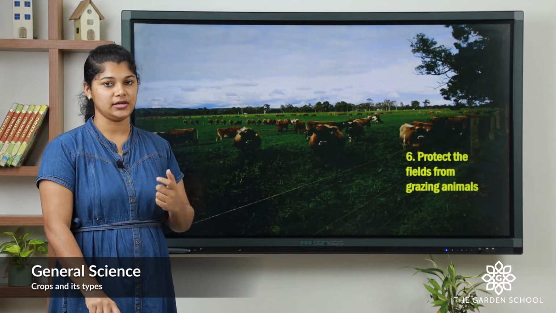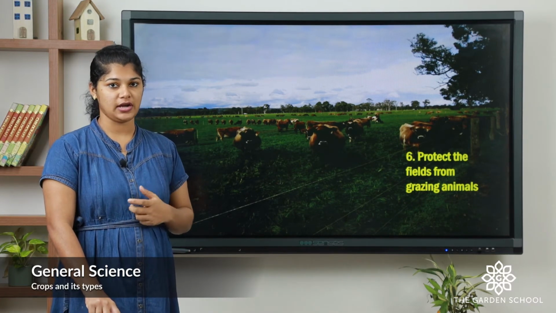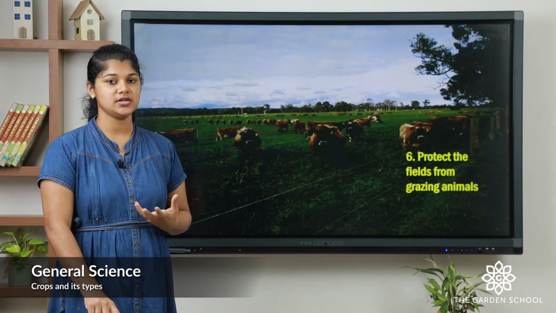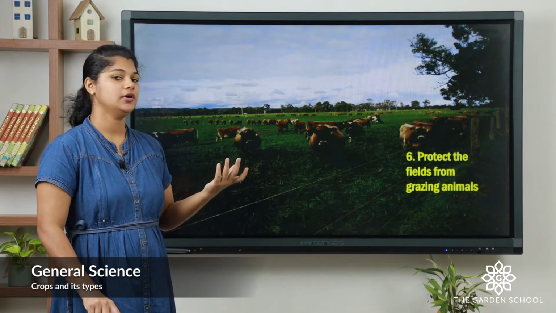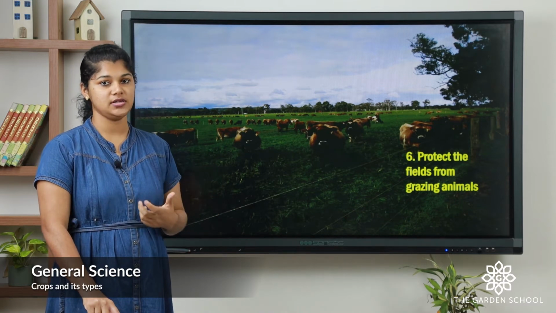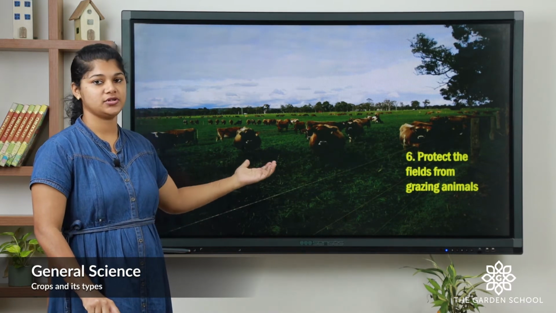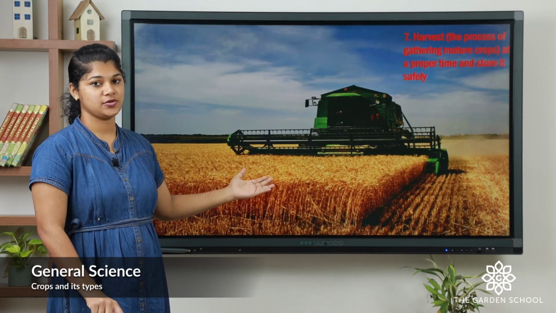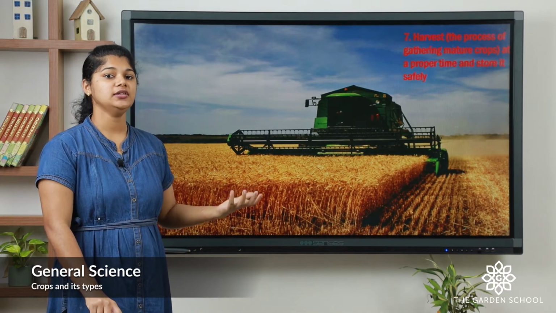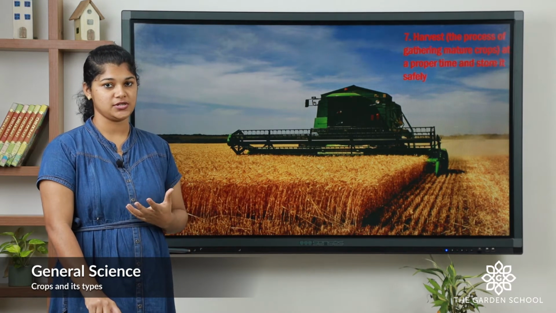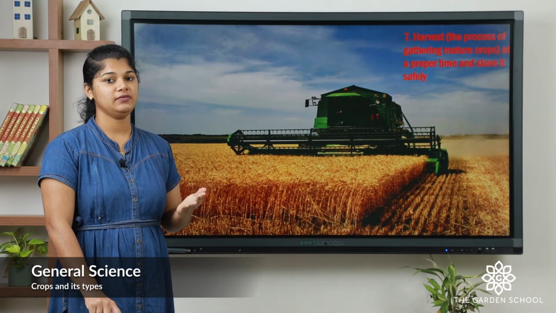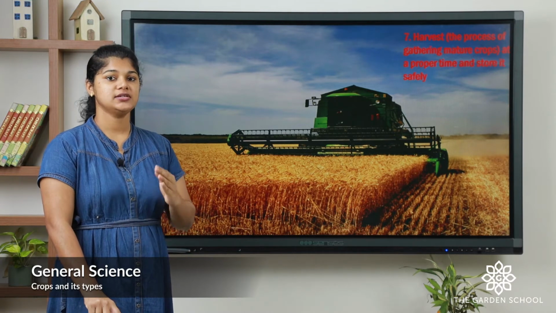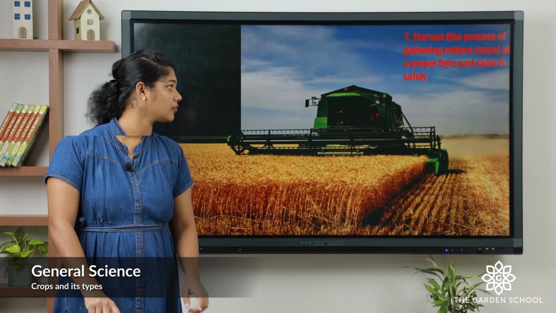The next procedure is to protect the crops from grazing animals. You know what is meant by grazing animals? Grazing animals are animals which eat grass, that is goat, sheep, cow and buffalo. So here they are protecting the crops with a fence. And the last procedure is to harvest. Here they harvest the mature crops from the field and store them in a proper place till they sell them in the market.